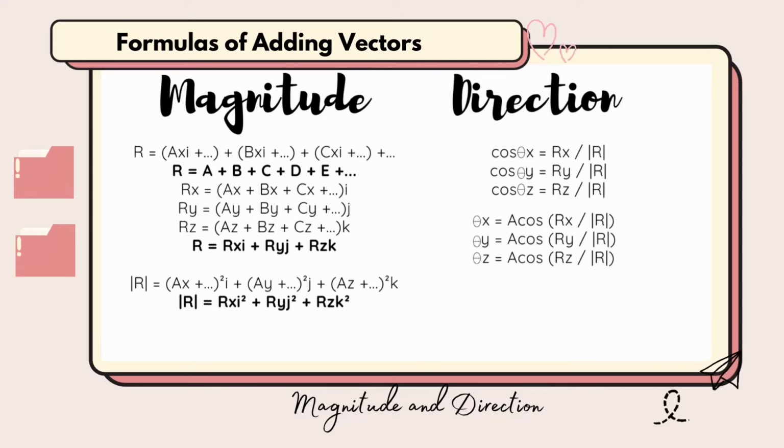Theta x is equal to arc cosine of the resultant x component over the magnitude. Theta y is equal to arc cosine of the resultant y component over the magnitude. Theta z is equal to arc cosine of the resultant z component over the magnitude.